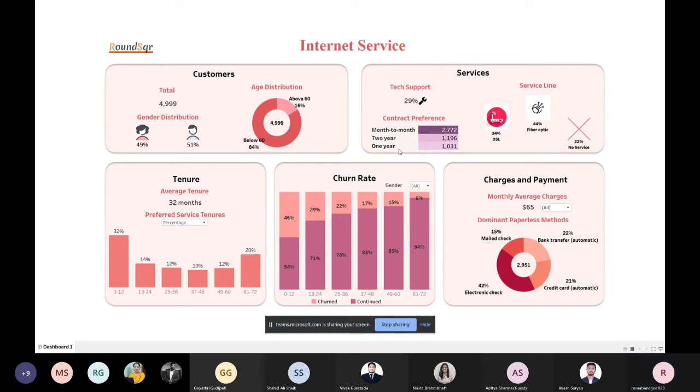Okay. Right next to it is the service line, where we can see fiber optic has the most customers, which is 44%. Moving to the visualizations in the lower row, first we have the tenure, which is the average. The average tenure for which the customers are availing services is 32 months.